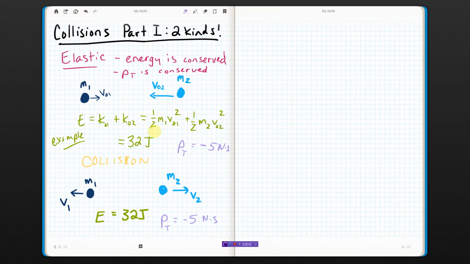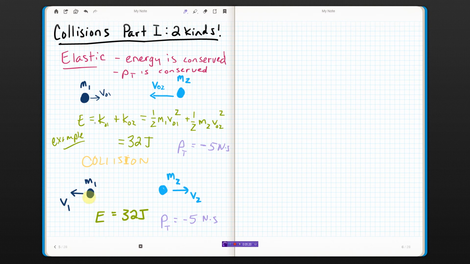Okay, maybe when they hit, they make a good old smacky sound, you know, crack. And when that happens, some sort of energy's got to go to make the sound. I mean, sound doesn't come from nowhere. It's a wave, and a wave is just energy traveling through the air. So some of that 32 joules will go to sound.